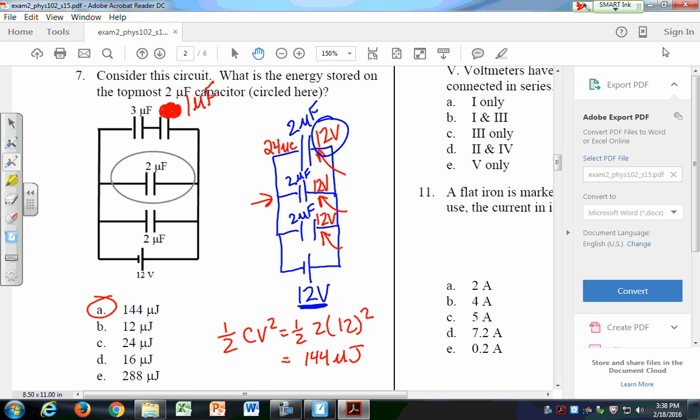Which one's going to have 9 volts? 3 would have... 3 and 1 would have 9. You sure? Oh yeah, no, you are right. Yes, you are sure. Okay, I wasn't sure. Yeah, so this is 3 volts and this is 9 volts.